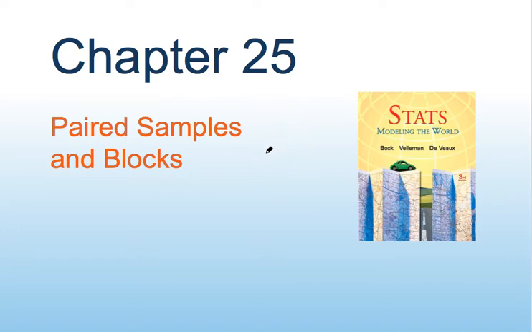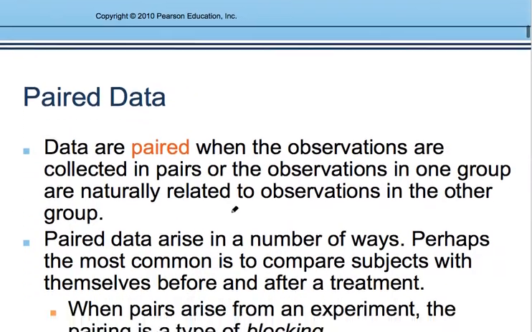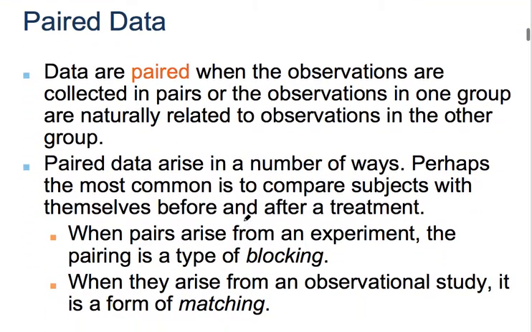Okay, welcome to chapter 25. It's the last chapter in unit 6. And today we're talking about paired samples and blocks. So what you're going to notice is that this is very similar to what we've been doing for the last chapter, which is with the T samples. Okay. And the only difference is right now we have paired, or with this chapter, we have paired data.